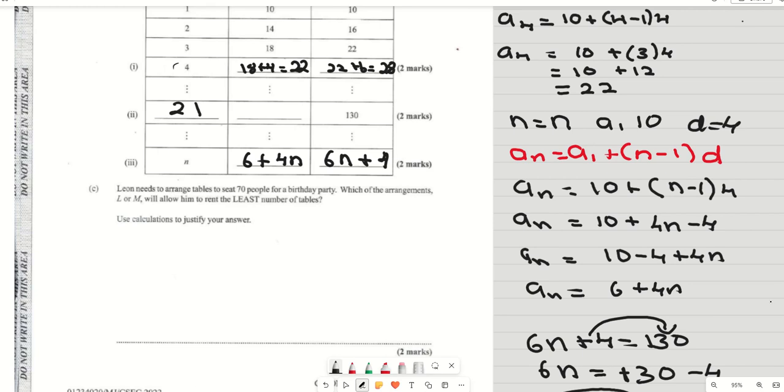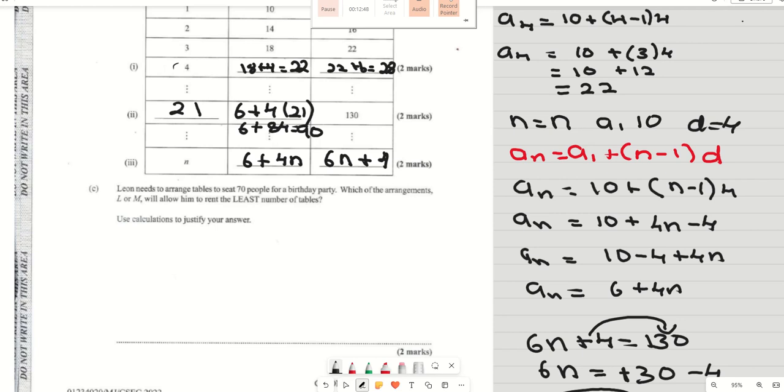Now that we found the term, it is easy to find out this. You can just use this formula, 6 plus 4 by 21, because n is equal to 21. That is 4 by 21 is 84. So 6 plus 84 is equal to 90. And that is how I would get my answer for this question.